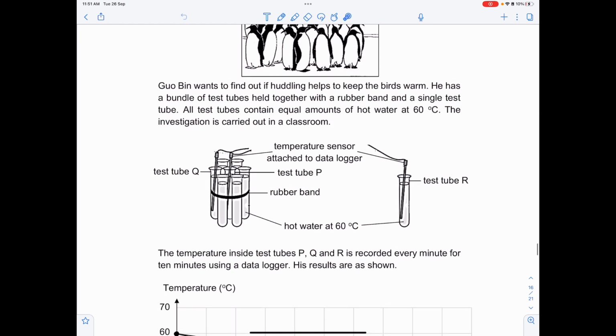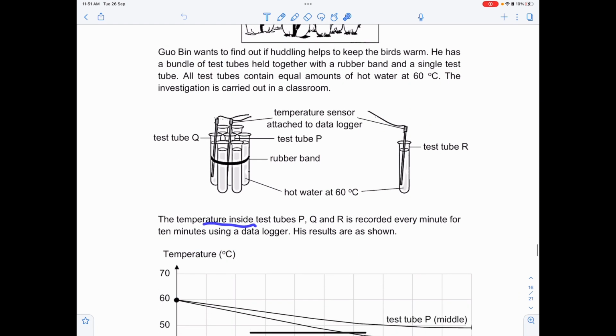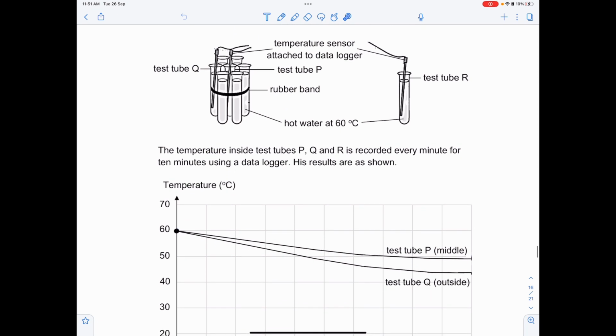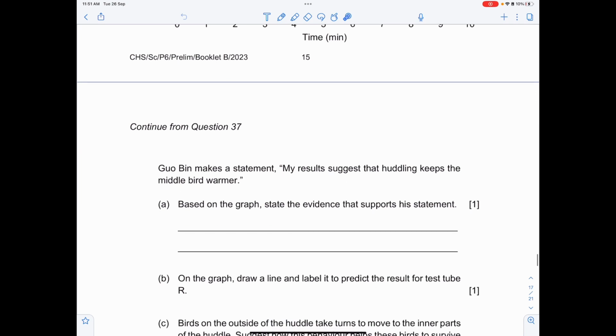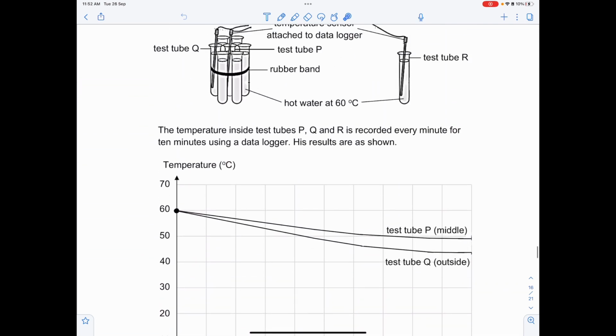Alright? So you have a probe. The temperature inside test tube P, Q, and R is recorded every minute for 10 minutes using a data logger. His results are shown. Guo Ping makes a statement. My results suggest that huddling keeps the middle bird warmer. Based on the graph, state the evidence that supports his statement.